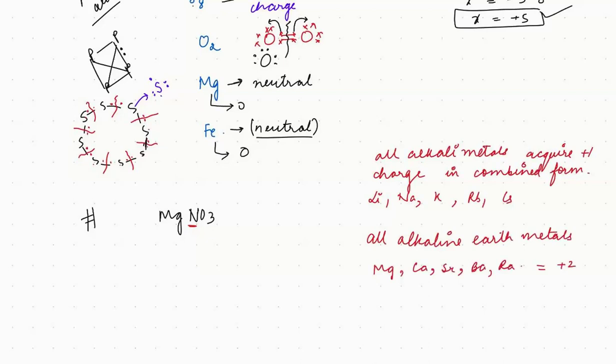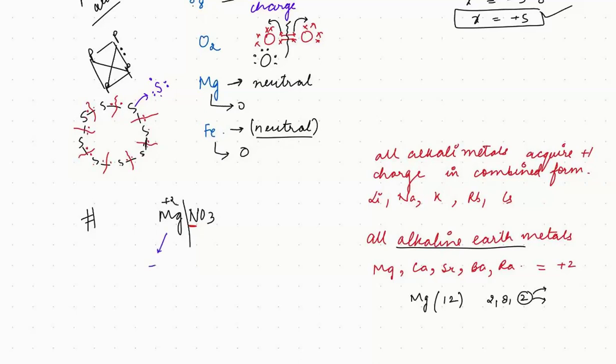So now here Mg is there. Mg belongs to which category? Alkaline earth metal. The reason is very simple: magnesium's atomic number is 12, so the configuration would be 2, 8, 2. So it is going to lose 2 electrons, and Mg is going to acquire a +2 charge.